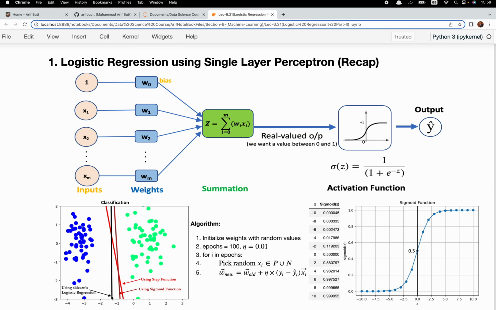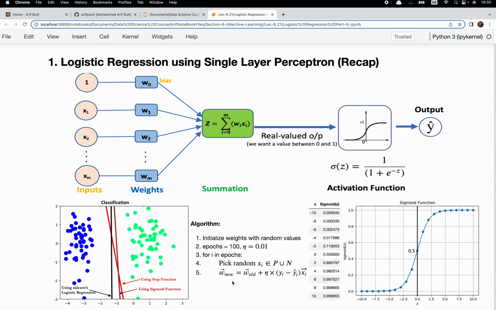Now, the question on which I closed the previous lecture was, why is our algorithm not giving the same result as Scikit-Learn? Well, the reason is this line 4 of our algorithm. Every time, in each iteration, we are picking a point at random. So every time you run this algorithm, you will get a bit different decision boundary. And my dear friends, we all know that this is not the way machine learning works.